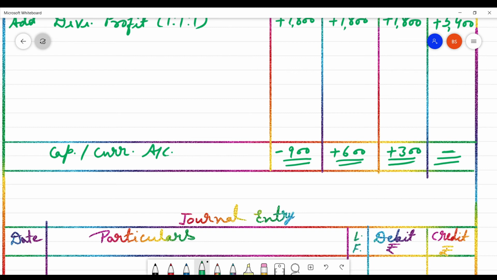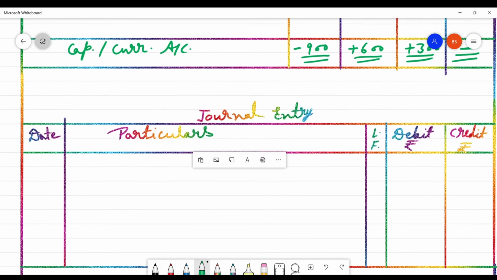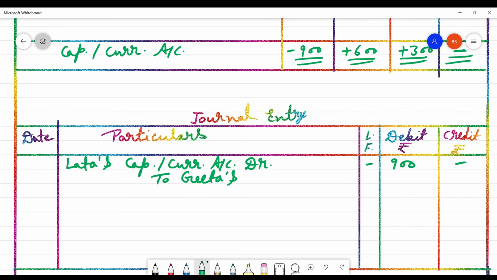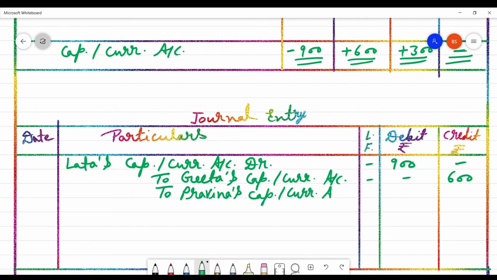So here we will get minus 900, here plus 600 and here plus 300, and here dash. You know that plus amount will be transferred to credit and minus amount to debit. So Lata will be debited. We will write the rectification entry. Lata's capital or current account debit 900, to Geeta's capital or current account 600, to the next partner Praveena's capital or current account 300.